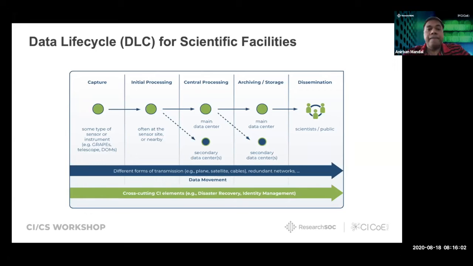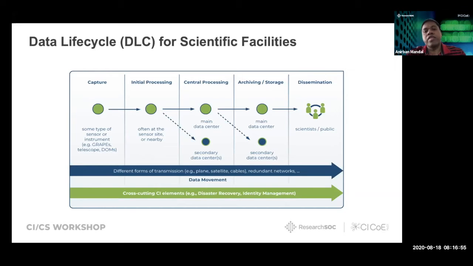It's a very general model, but there are lots of nuances that are either cross-cutting, or even the CI for each of these steps can be incredibly complicated, right? For central processing, you could think about, for example, IceCube. IceCube's central processing starts happening at UW, where most of the data lands from the South Pole. But then they use a variety of distributed resources from OSG, campus clusters. They have even experimented with different cloud platforms to perform central processing, right?